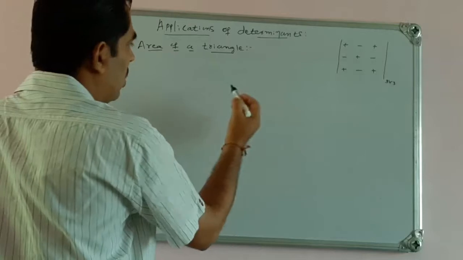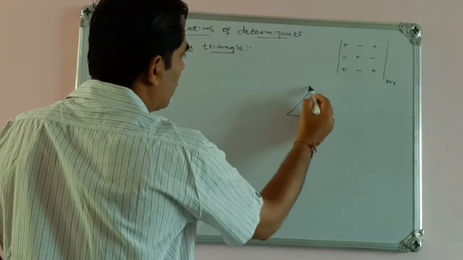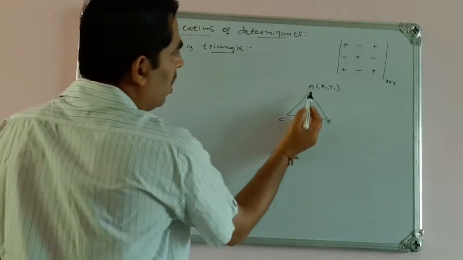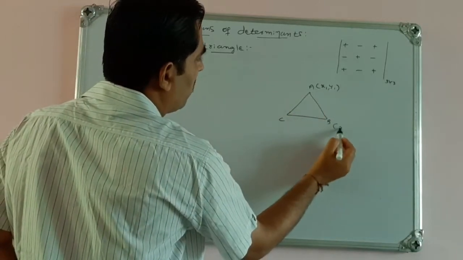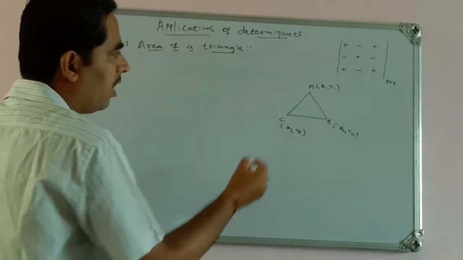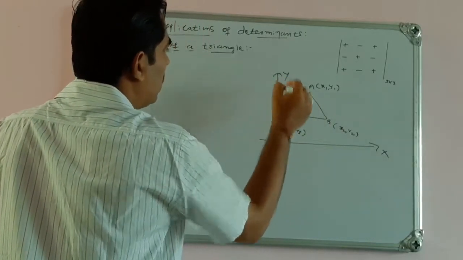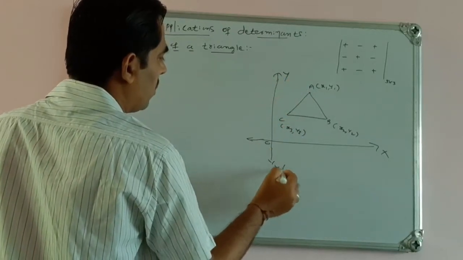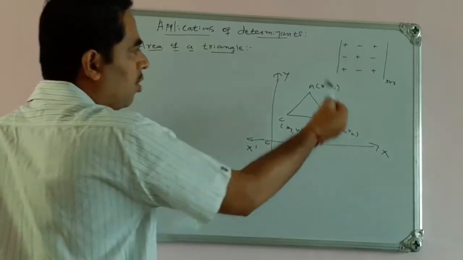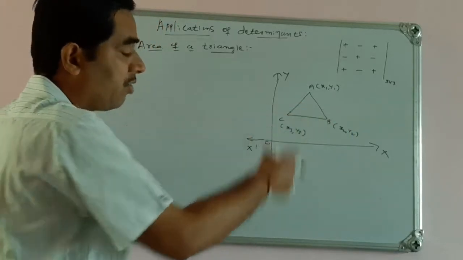If you have a triangle with vertices A, B, C, say the first point A is x1, y1, the second is x2, y2, and the third is x3, y3. If I have the x-axis and y-axis with the origin here, and a triangle ABC whose vertices are x1, y1, x2, y2 and x3, y3, then what is the area of the triangle?